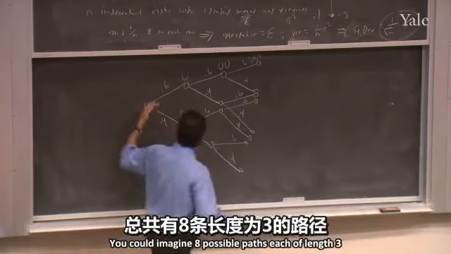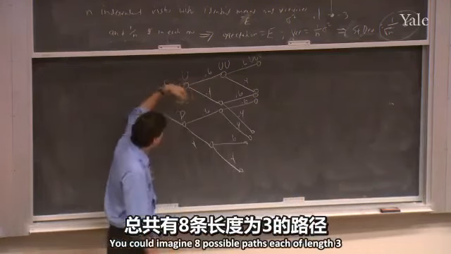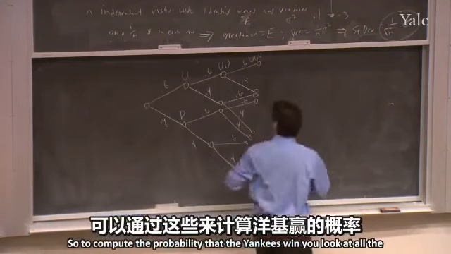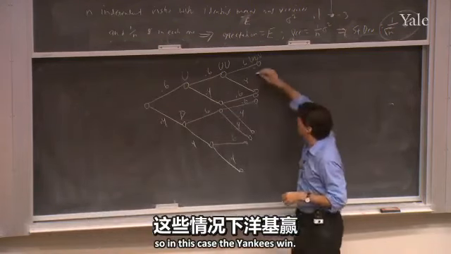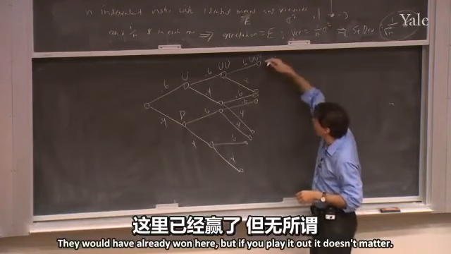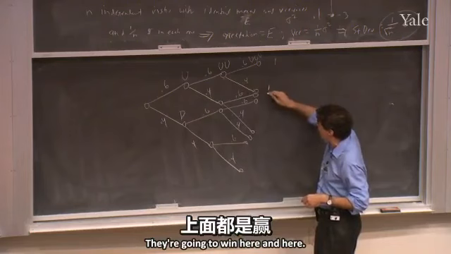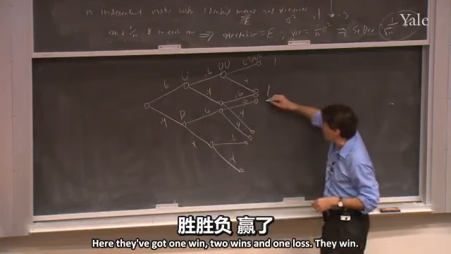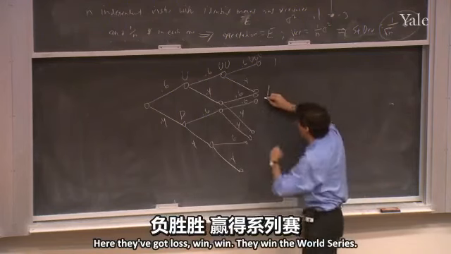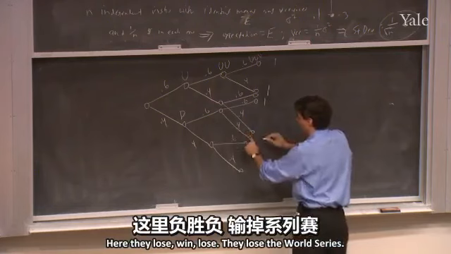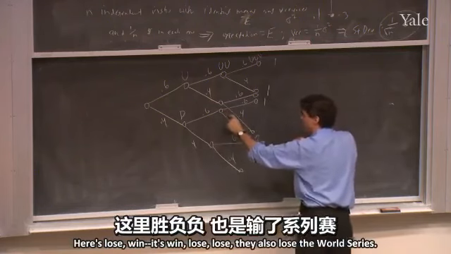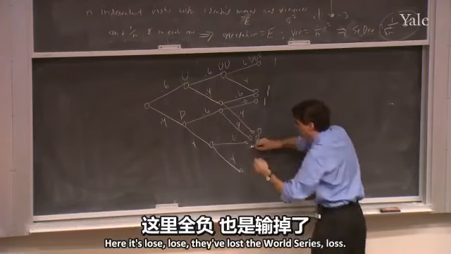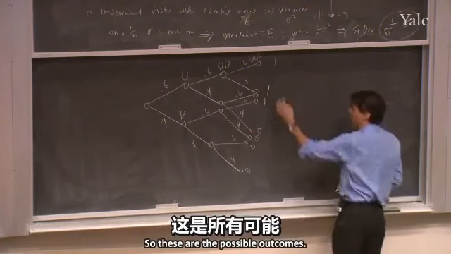You could imagine 8 possible paths, each of length 3, where you give the whole sequence of wins and losses. So to compute the probability that the Yankees win, you look at all the paths. In this case, the Yankees win, right? They would have already won here, but if you play it out, it doesn't matter. They're going to win here and here. They've got 2 wins and 1 loss. Here they've got 2 wins and 1 loss. They win. Here they've got loss, win, win. They win the World Series. Here they lose, win, lose. They lose the World Series. Here it's win, lose, lose. They also lose the World Series. Here it's lose, lose. They've lost the World Series. Okay, so these are the possible outcomes.